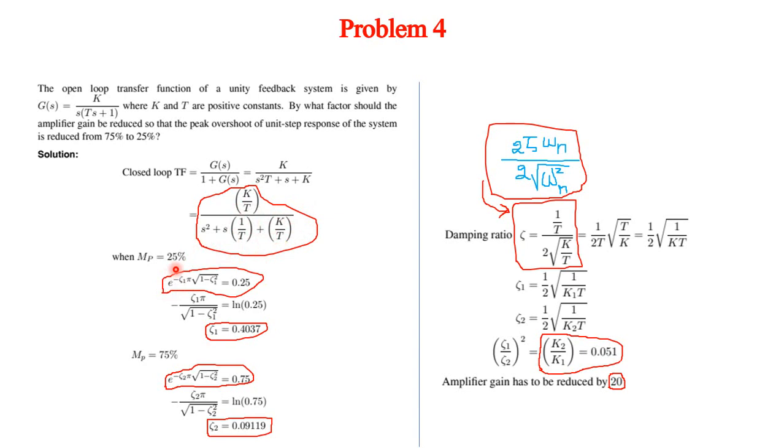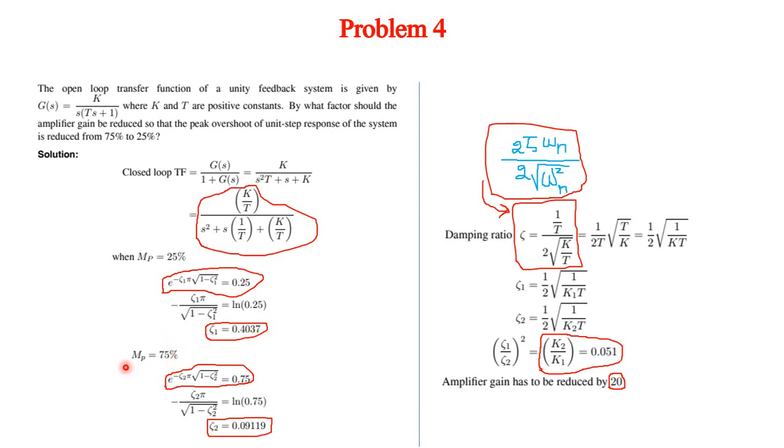Now we want the peak overshoot to be 25%. So we equate the peak overshoot expression to 25%, that is 0.25. That zeta we call zeta 1. We simplify this by taking the natural logarithm. Then zeta 1 is 0.4037. That is the damping ratio at which we have to operate.